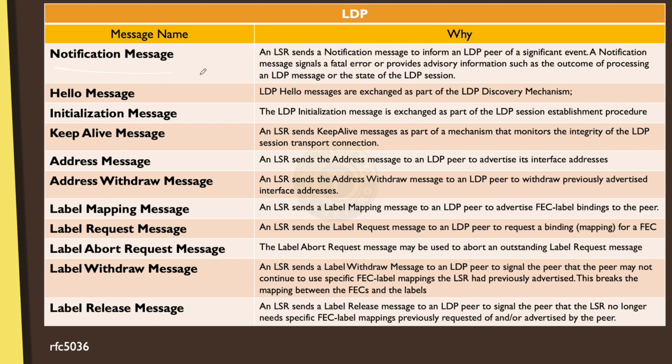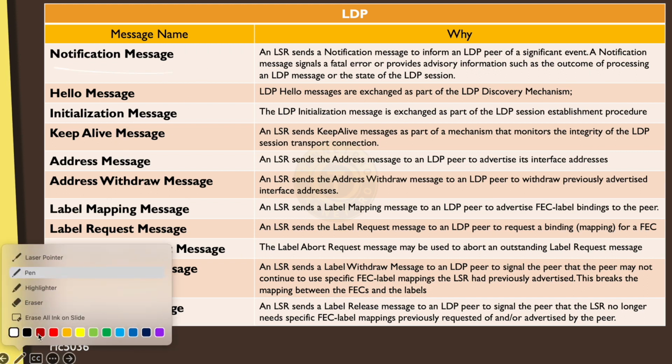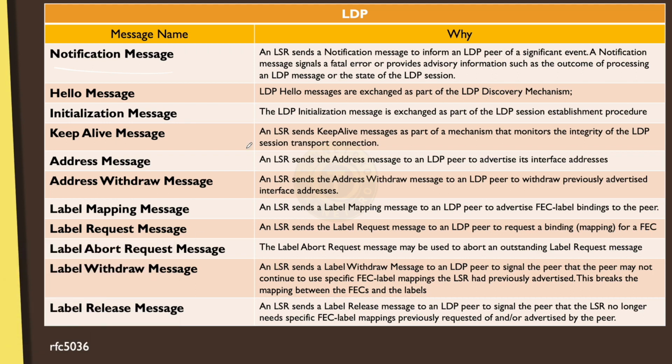So the notification message, right? The notification message is similar to BGP also. Any significant event happens, it will automatically notify with the notification message. The hello message, as I have explained, is exchanged as part of the LDP discovery mechanism. So with this hello message, they discover each other, the MPLS enabled or LDP enabled routers, in a very simple way.